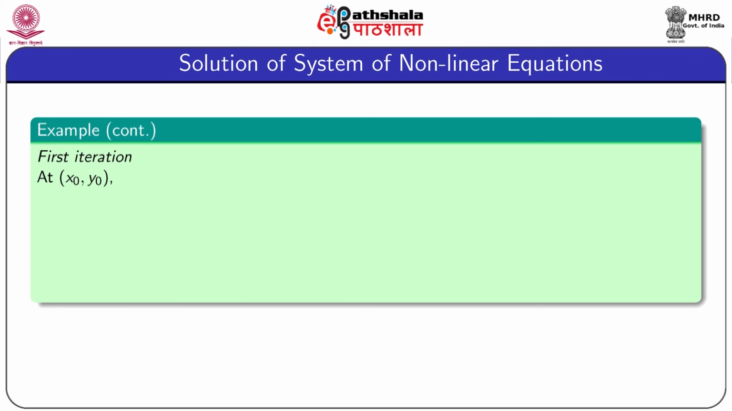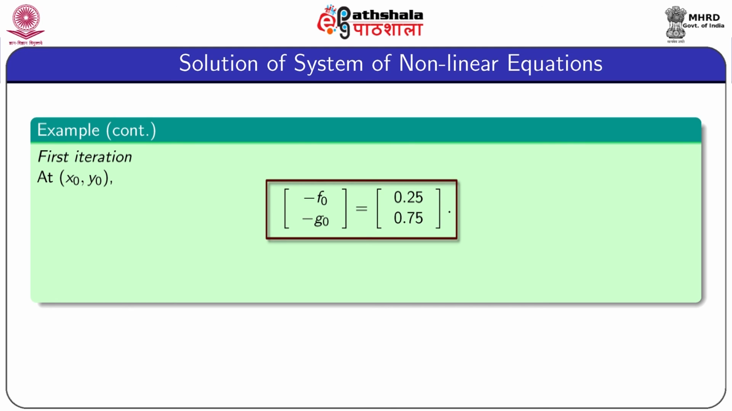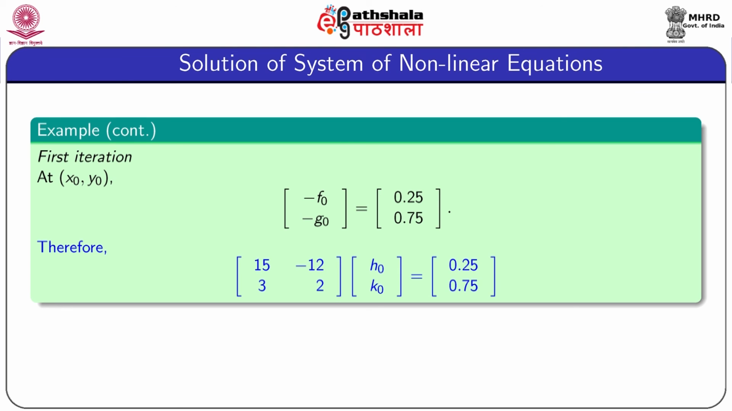Now, at the first iteration, we evaluate the values of the coefficient matrix and the values of f and g at the point x0, y0, and in this case −f0 and −g0 are 0.25 and 0.75. Therefore, the system of equations is given by the 2 by 2 coefficient matrix, whose first row is 15, −12, second row is 3, 2, and the unknown column matrix is h0, k0, and the right hand vector is −0.25 and 0.75.